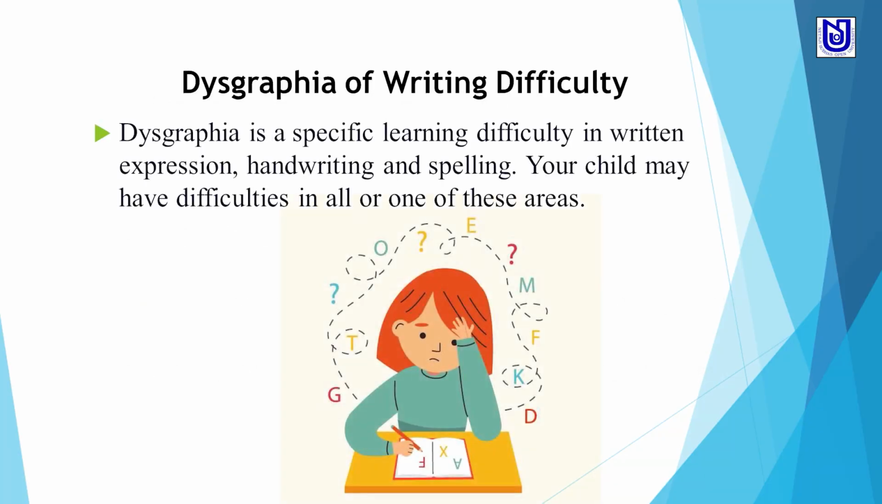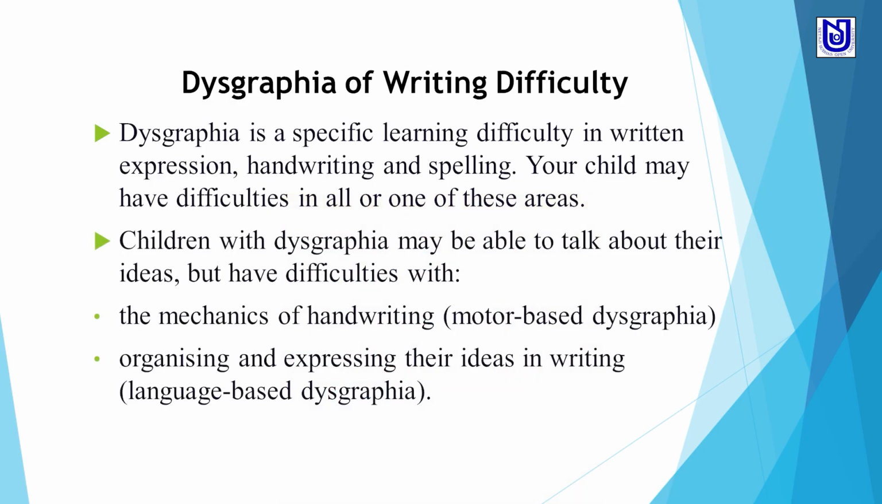Dysgraphia or writing difficulty. Dysgraphia is a specific learning difficulty in written expression, handwriting and spelling. Your child may have difficulties in all or one of these areas. Children with dysgraphia may be able to talk about their ideas, but they may have difficulties with the mechanics of handwriting, that is motor-based dysgraphia. They may have problems in organizing and expressing their ideas in writing, that is language-based dysgraphia.